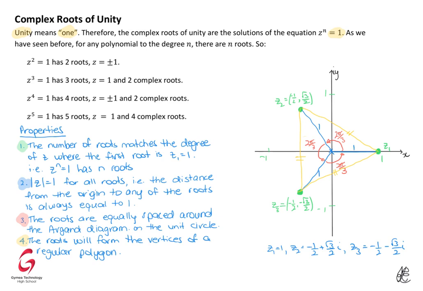So it would be a good idea to pause this video here and write this summary down in your books. And then we're going to have a look at what this looks like when we convert this into polar and exponential form, which is often easier to work with than the rectangular or Cartesian form that we're currently working with.